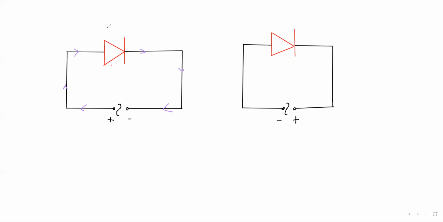So in one case it allows the current to pass through, and in the other case it blocks the current. So if the circuit contains a diode, it only allows the current to flow in one direction or one way. When the current is allowed to flow in one way, the term we use is rectification. Rectification means it is converted to one way, or the AC current is changed into DC.